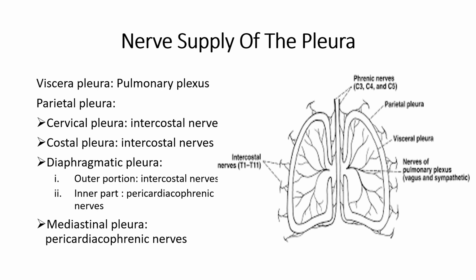and the cervical and costal parts of the parietal pleura are totally supplied by the intercostal nerves, from the first thoracic to the 11th thoracic nerve, while the diaphragmatic pleura is supplied on the outer aspect by the intercostal nerves, and on the medial aspect by the pericardiophrenic nerve, which is a branch of the phrenic nerve itself. The mediastinal pleura is totally supplied by the pericardiophrenic branch of the phrenic nerve.